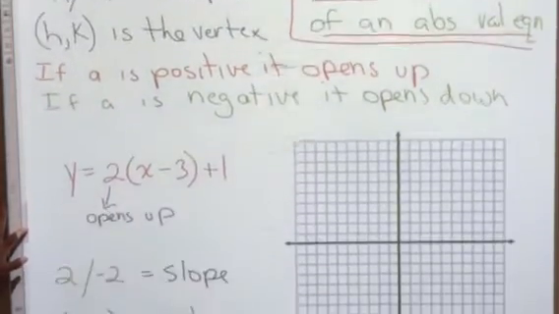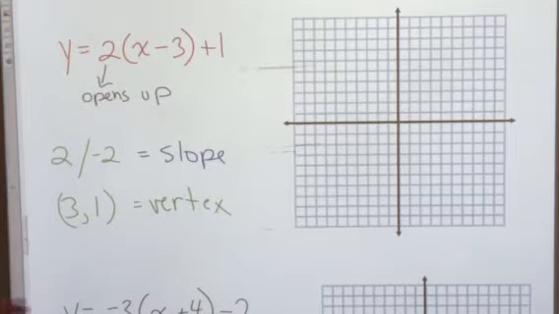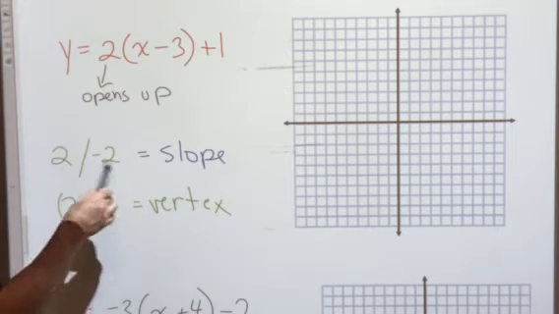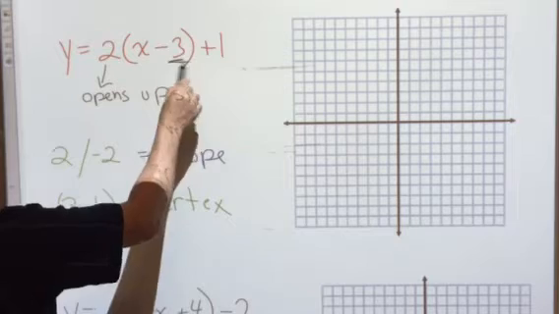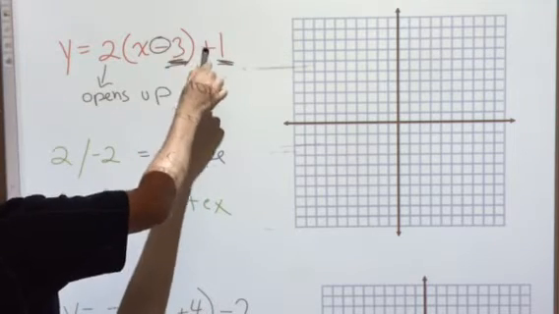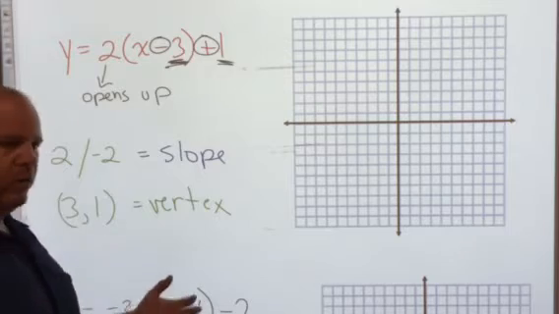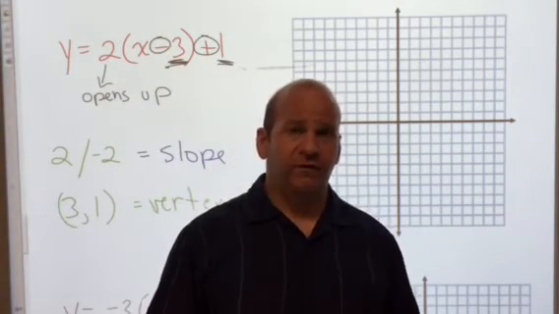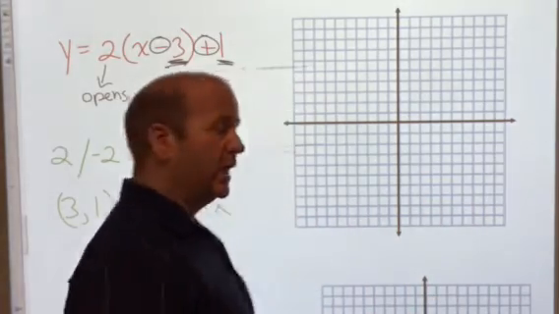All right, so again, you have rewind for anything that goes too fast. So y equals 2 times the absolute value of x minus 3, plus 1. The 2 tells you it opens up. The 2 or negative 2 is the slope. 3, 1 is the vertex. It's supposed to be minus and supposed to be plus. So 3, 1 is the vertex. All right, when you see absolute value, if you don't know the very basic thing that this is a V-shaped graph, you need to watch the beginning of this again and again and again.